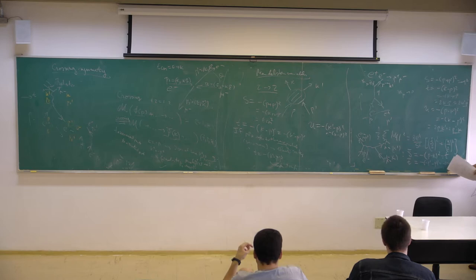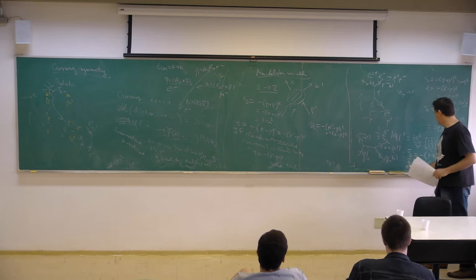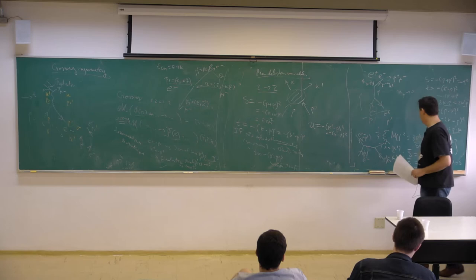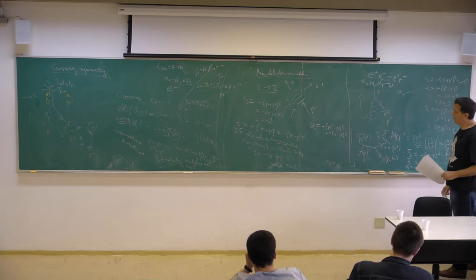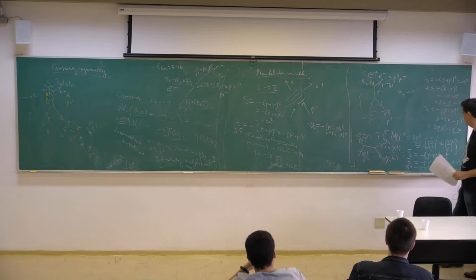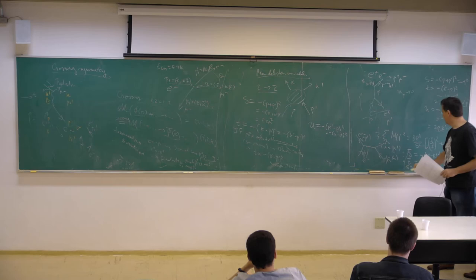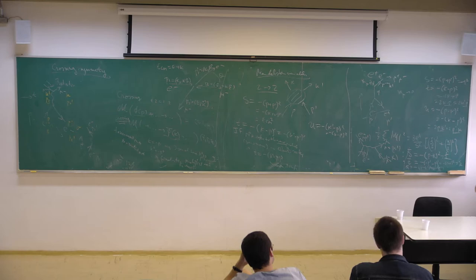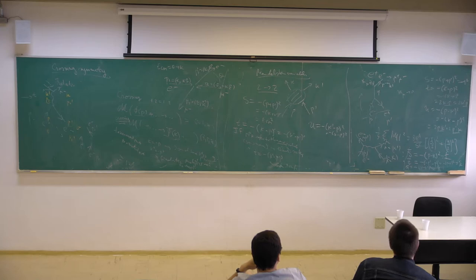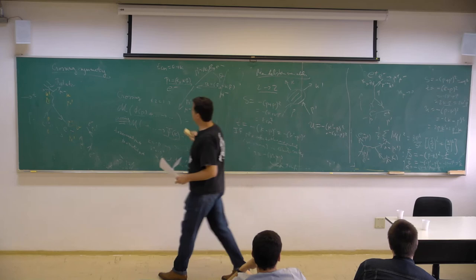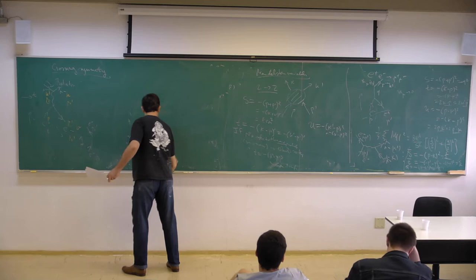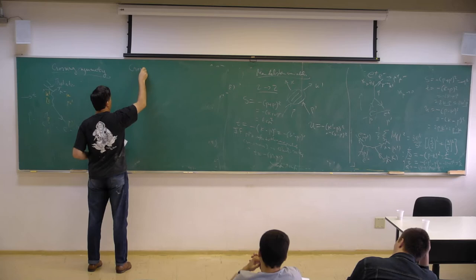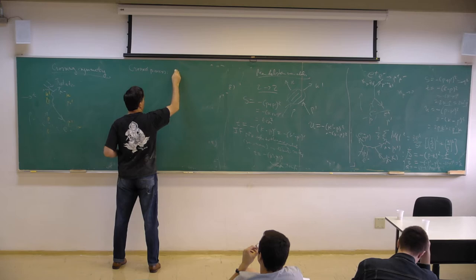And u bar is minus 1 minus 4, so p minus k prime squared. But these are both invariants. They both remain the same, right? So this is the same as u. Okay? So you see, for the cross diagram, I basically just exchange t with s. s bar is t and t bar is s, and u is invariant. So that means that for the cross process, s bar is t and t bar is s.